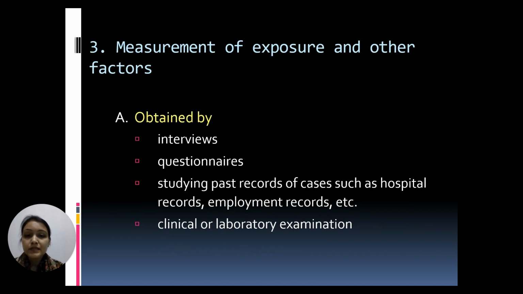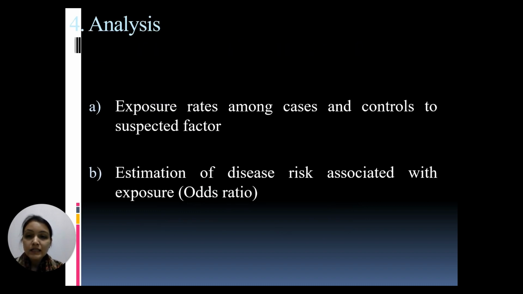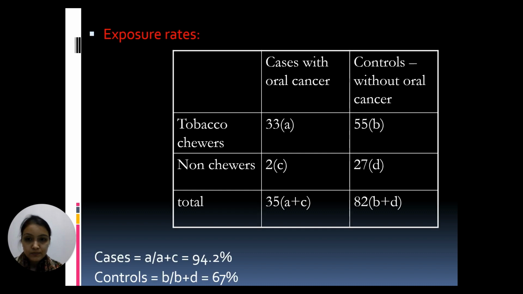Now, the next important step is the measurement of exposure and other factors. How can we measure the exposure and factors? First, we can obtain them by interview, questionnaire-based study, past records of cases such as hospital records and employment records, clinical or laboratory examination. Now, the last and final step is the analysis. Analysis involves the exposure rate among cases and control to the suspected factor, and the estimation of disease risk associated with exposure, that is odds ratio.